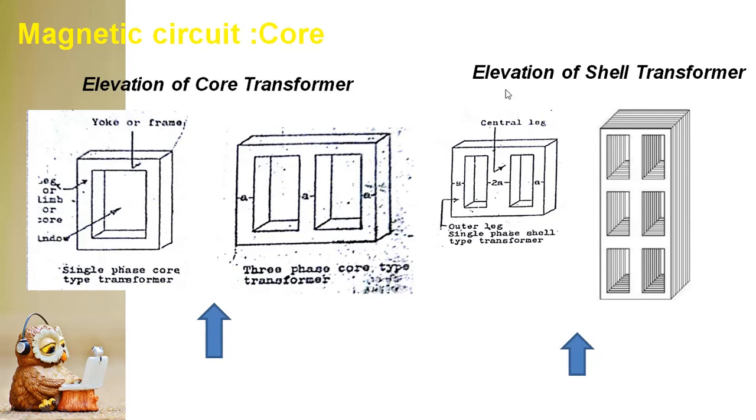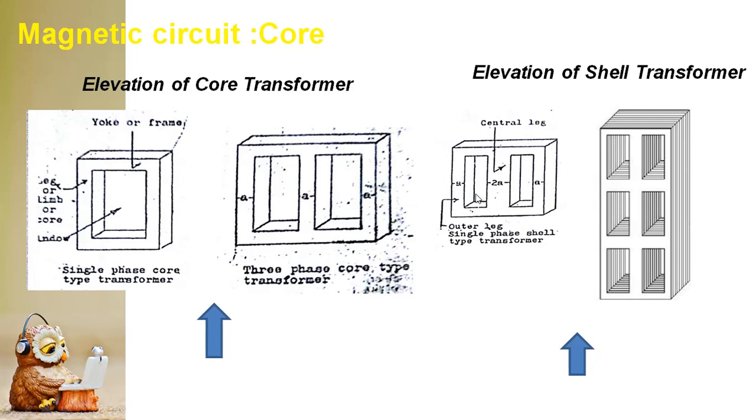And coming to the shell transformer, this is the magnetic circuit, the magnetic frame of the shell transformer. This is the single phase shell type transformer. Again, in a single phase transformer also we have two windows and three limbs. But what's the difference between the single phase shell type core and the three phase core type transformer?